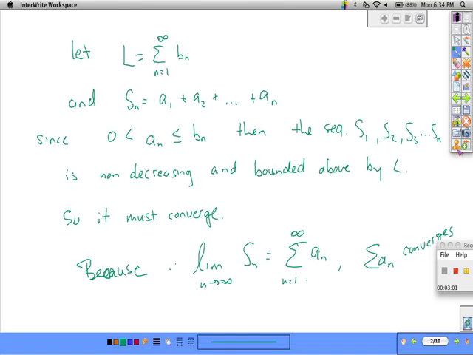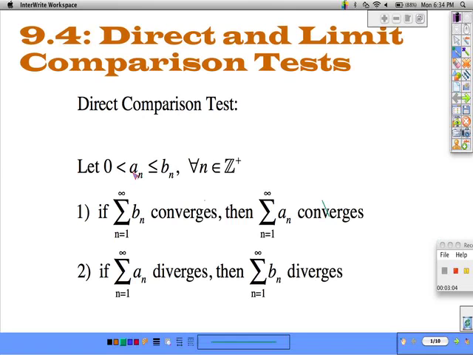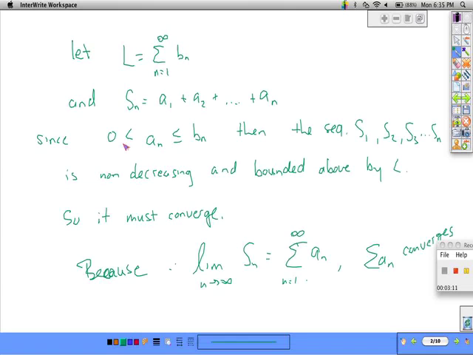So what we said is that a sub n is going to be less than or equal to b sub n, and we're saying that b sub n converges to L. So since the a sub n's are always positive, but less than b sub n, our sequence of partial sums is non-decreasing and also has to be bounded above by L. And that means it converges, and since the limit of that sequence is equal to the series that we're looking at, that series must converge. And then we can do a similar proof for part 2.